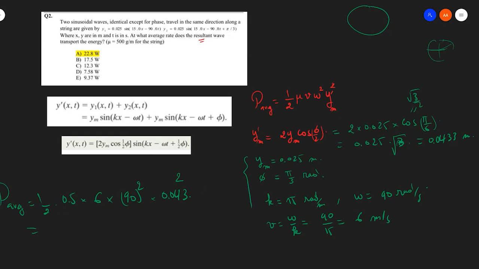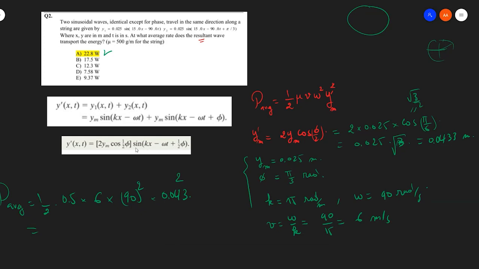If I do the math, I don't know if I have the result here. Let me see. 22.78. Yes, it is correct. It should give this one. Please do the math and tell me if it gives this one. Yes, it gives 22.78. So the idea is very important. So be careful. You need to know this rule here.